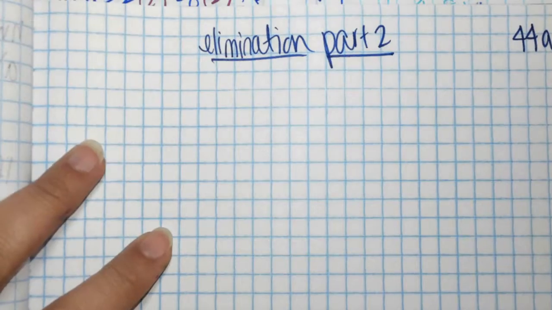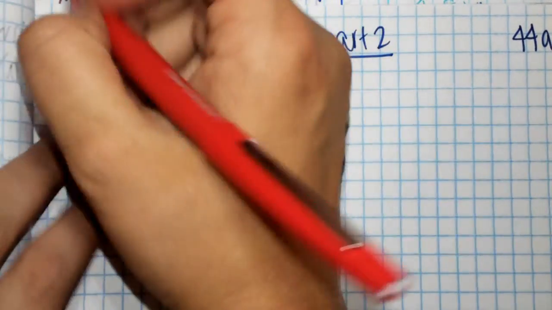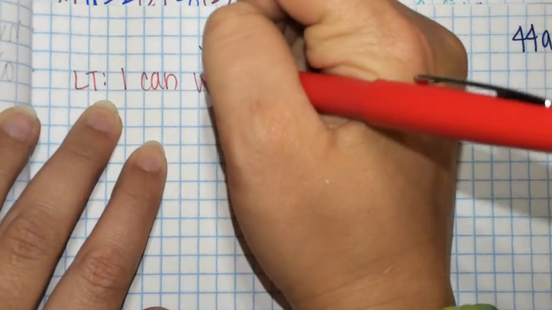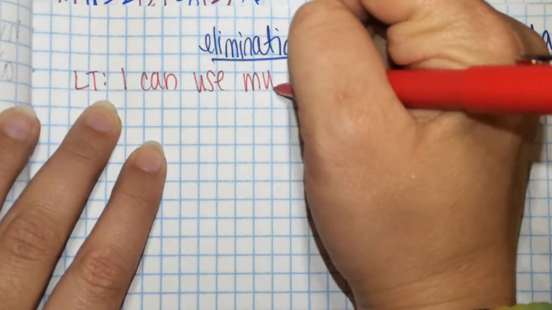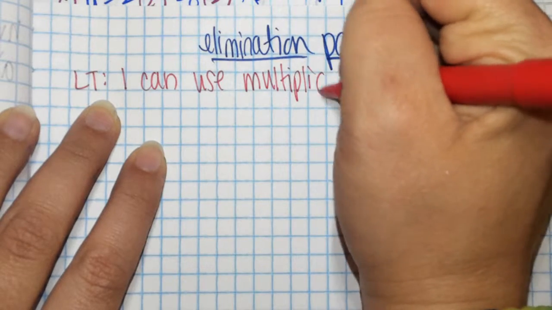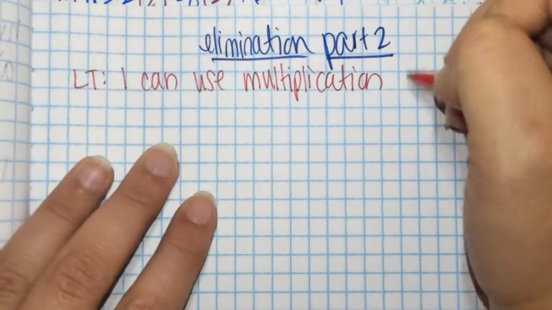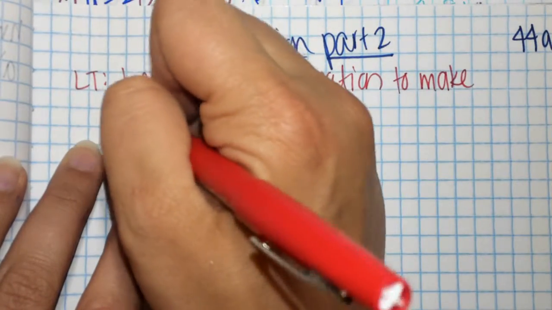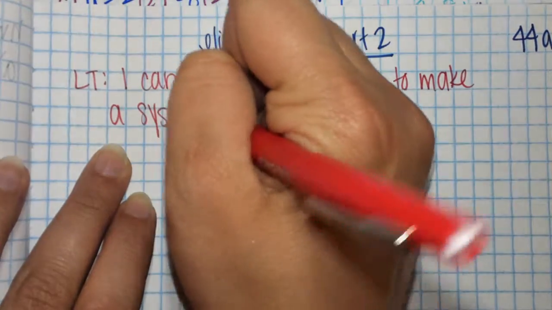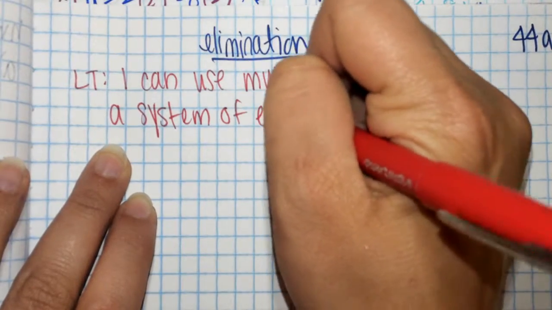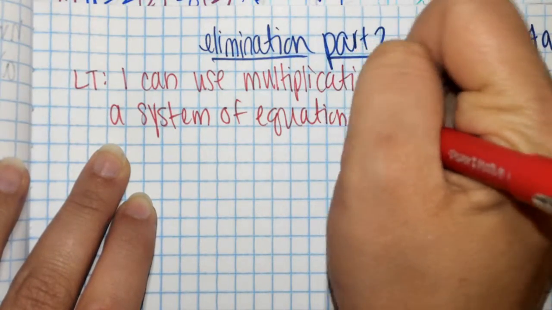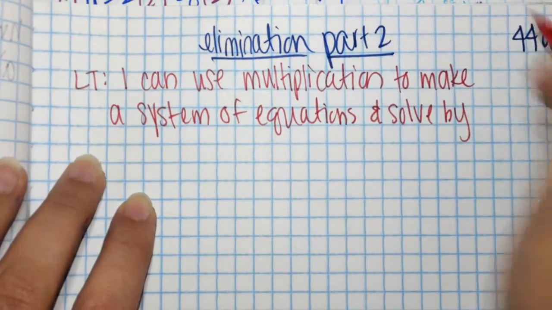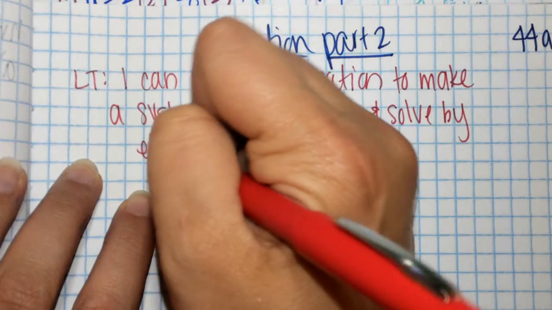All right, so our learning target for this part says: I can use multiplication to make a system of equations and solve by elimination.